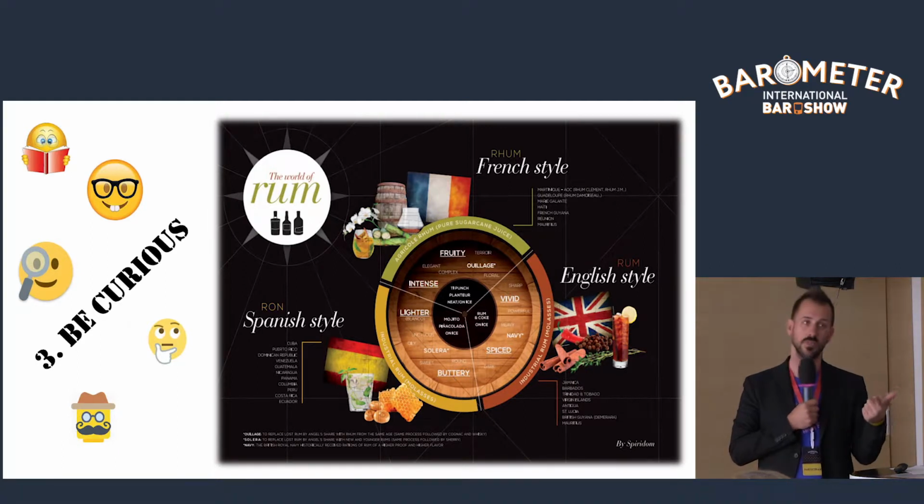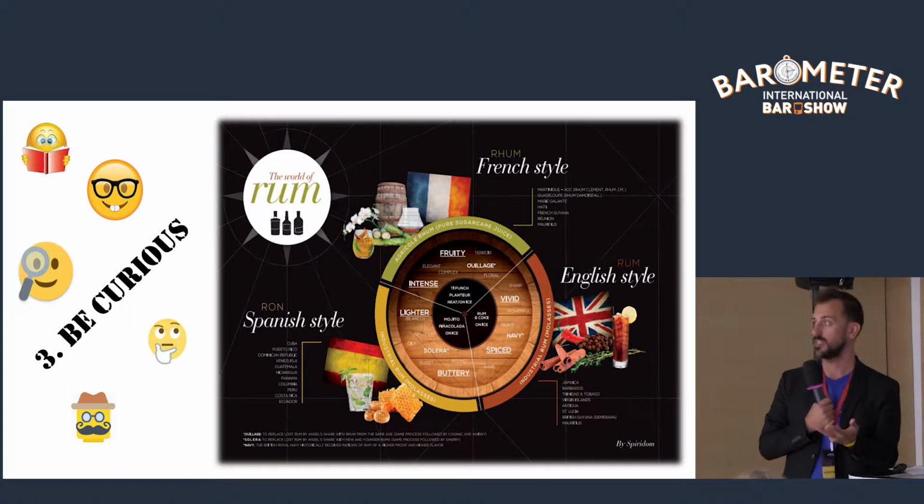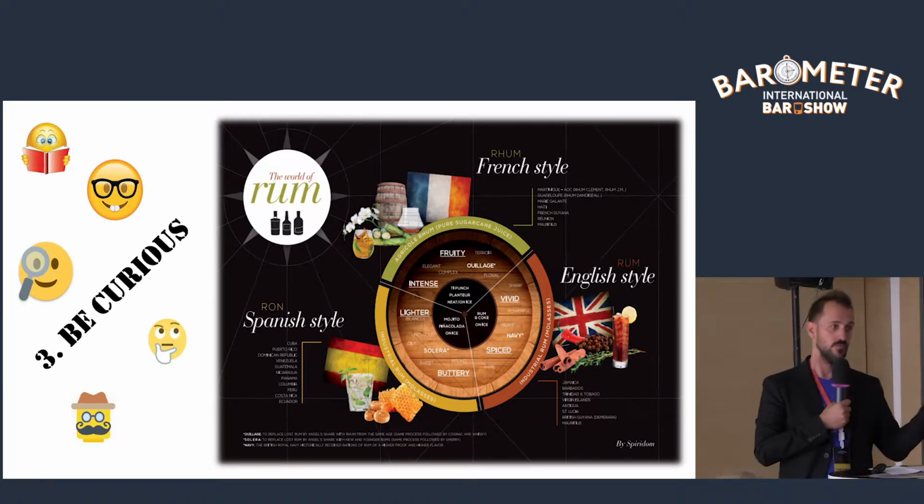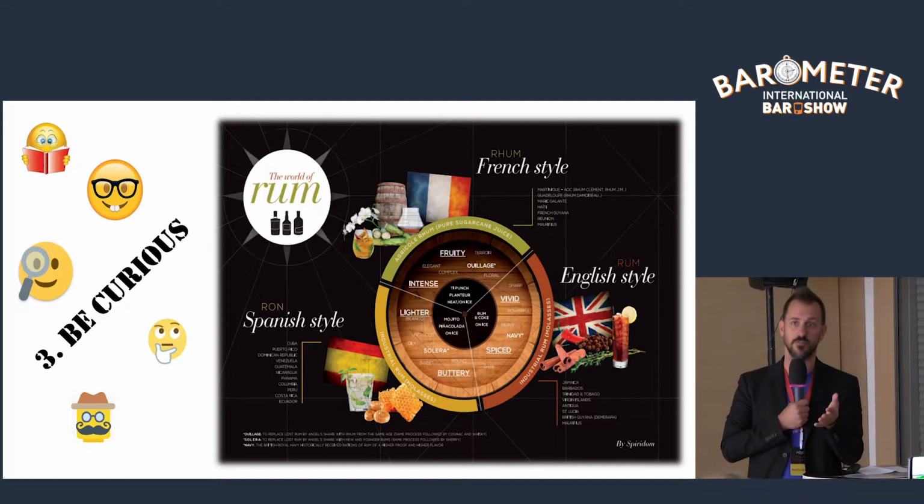Which are Ugni Blanc, Folle Blanche, and Colombard. Ugni Blanc, Folle Blanche, Colombard. But we know loads and loads of many other grape varieties.